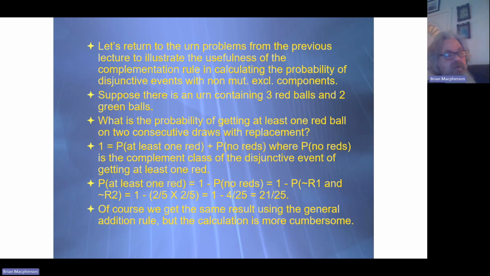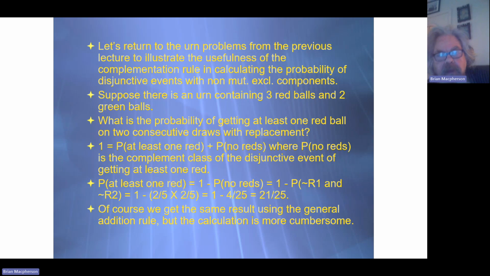So as I say here, returning to the earlier problems from the previous lecture, the slides that we just looked at, you can use the complementation rule instead of the addition rule. Suppose there is an urn containing 3 red balls and 2 green balls. What is the probability of getting at least 1 red ball on 2 consecutive draws with replacement? So I draw a ball from the urn, then I add it back and re-randomize and I draw a second ball. What are the chances of getting at least 1 red ball on 2 consecutive draws with replacement?